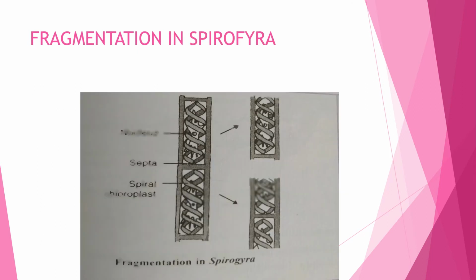In this picture we can see a filament of Spirogyra, and the cells are separated by septa. We can call each cell a fragment, and in the diagram you can see the fragments are separated and they can regenerate and become complete.